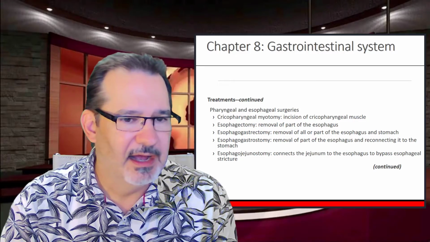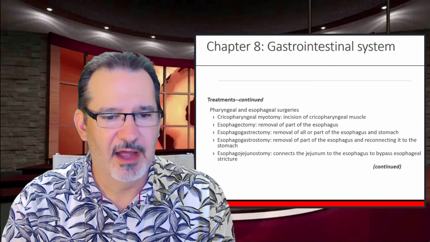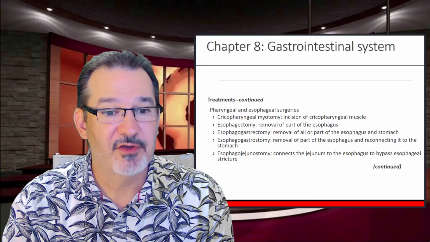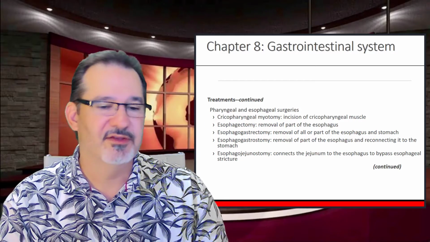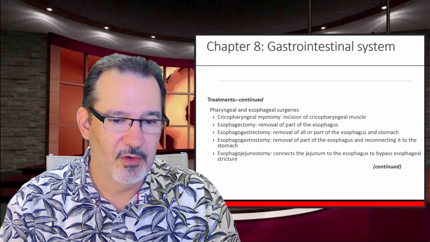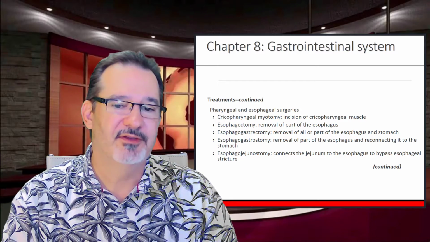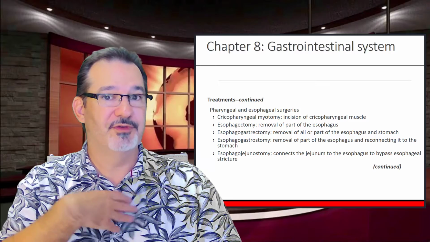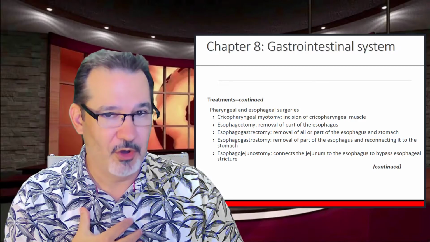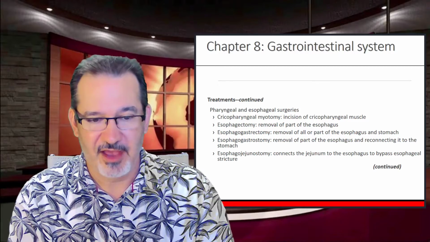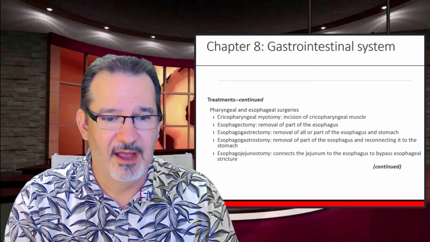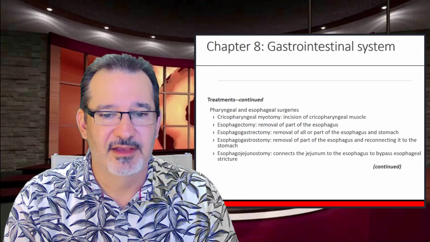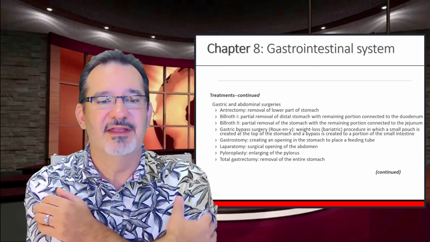Okay. A couple of other things here. The esophagogastrostomy, removal of part of the esophagus. Esophagojejunostomy is connecting the jejunum, which was, if you remember, the top part of the small intestine, to the esophagus. A couple different surgical procedures. Esophagectomy is a removal of part of the esophagus.